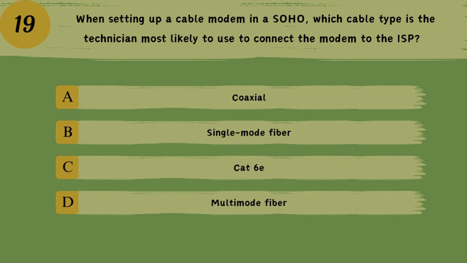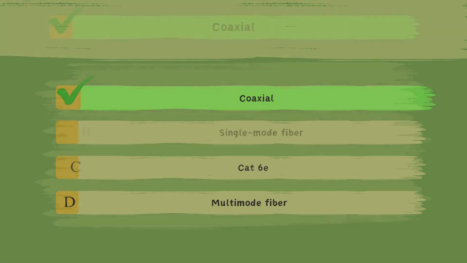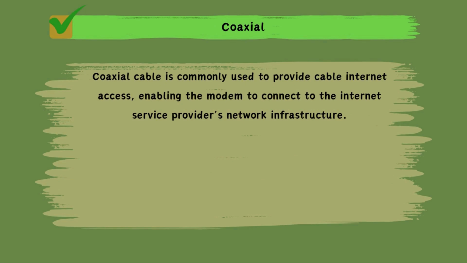Question 19. When setting up a cable modem in a SOHO, which cable type is the technician most likely to use to connect the modem to the ISP? A. Coaxial. B. Single-mode fiber. C. Cat6e. D. Multimode fiber. Correct answer. A. Coaxial. Coaxial cable is commonly used to provide cable internet access, enabling the modem to connect to the internet service provider's network infrastructure.